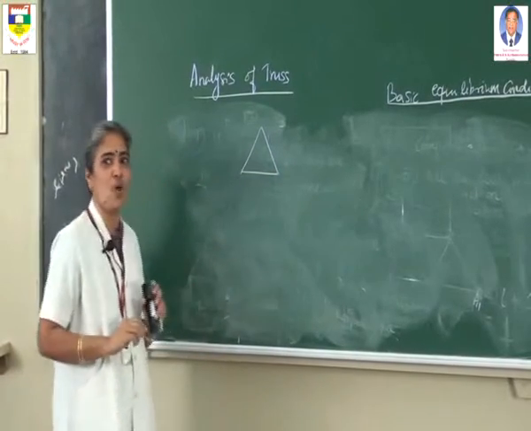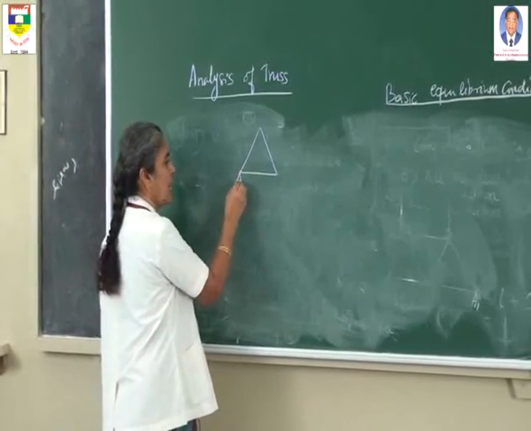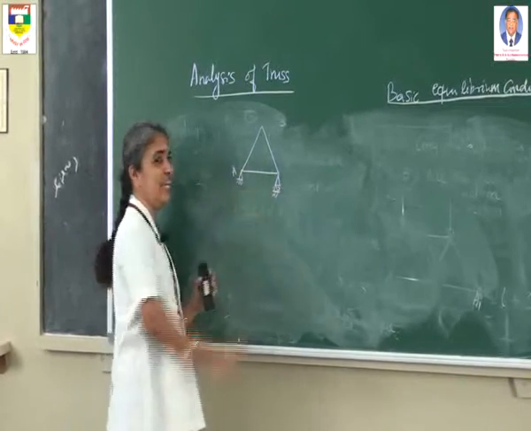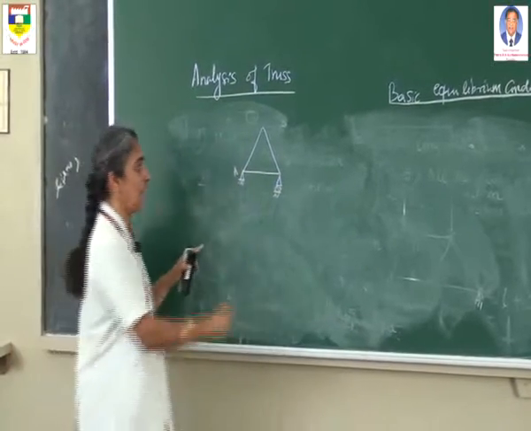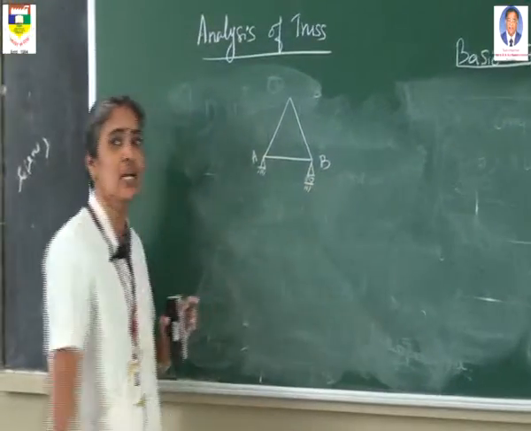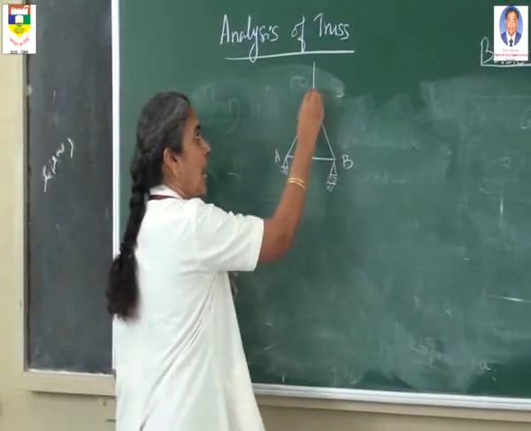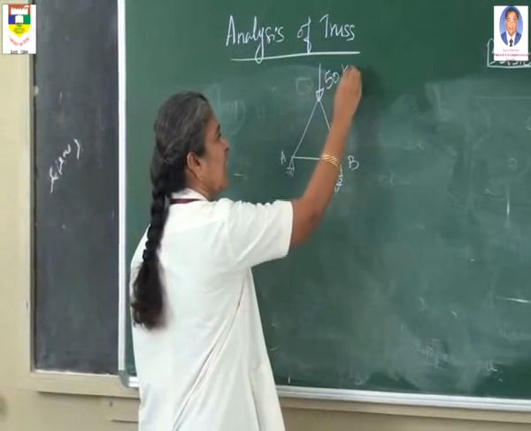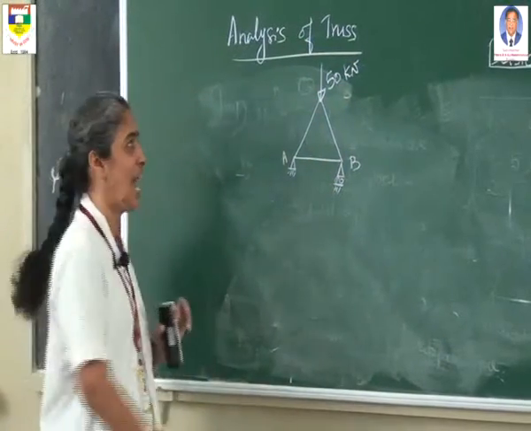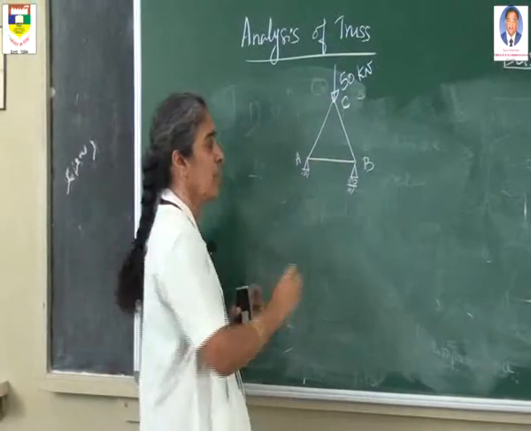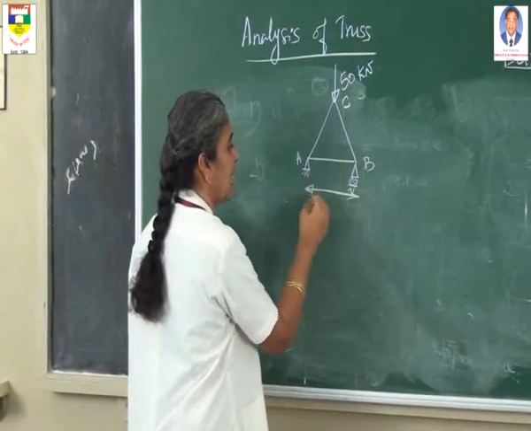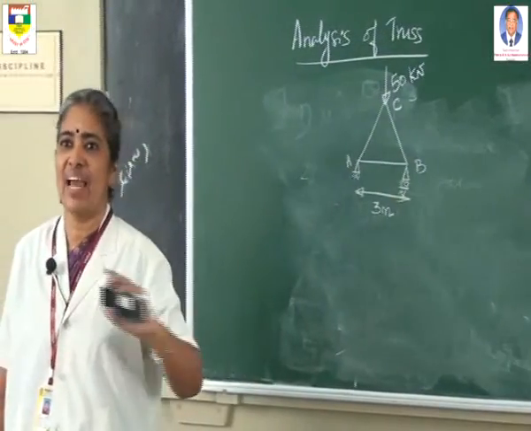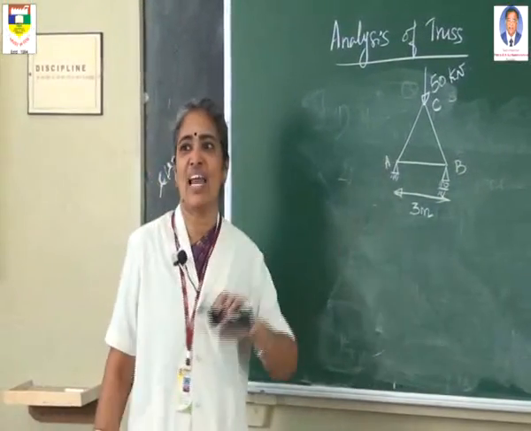This truss consists of 3 members, and I am assuming the support conditions. At the point A, the support condition is hinged. At the point B, the support condition is a roller, and it is subjected to a load. This load I am assuming as 50 kilonewton. This load is acting at the joint C, and this member has a length of 3 meter. The basic triangle I have taken is an equilateral triangle.